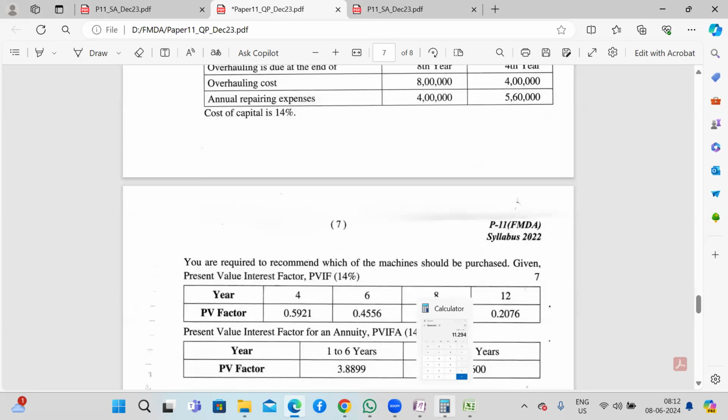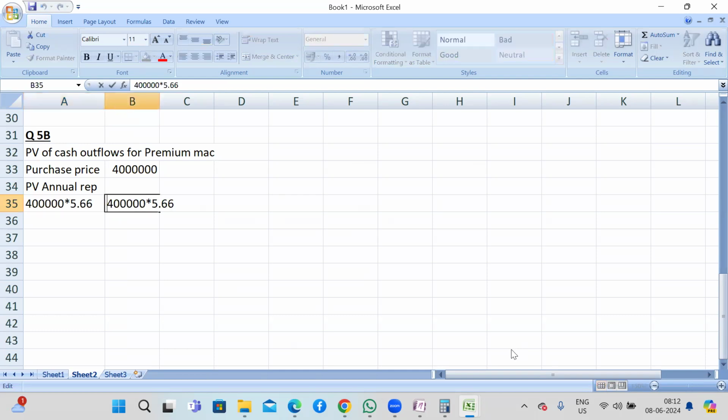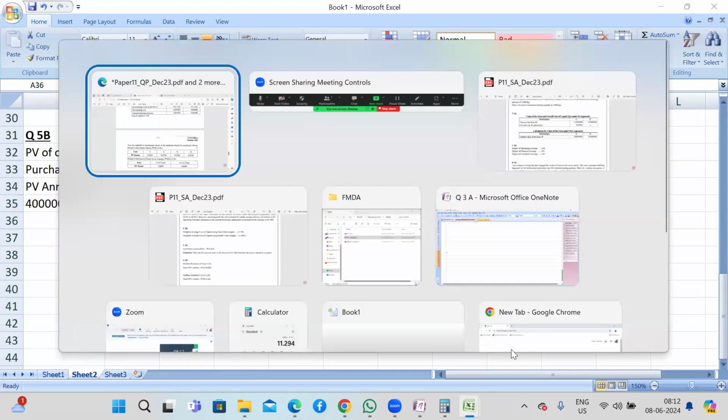Usually students will have doubt when we can apply this annuity factor. Whenever that income or outflow is constant for all the years, then only we can apply that annuity factor, or else we should not apply this. We can go for present value factor for each and every year. So that is 5.66, so 4 lakhs into 5.66. So this comes to 22 lakhs 64,000.